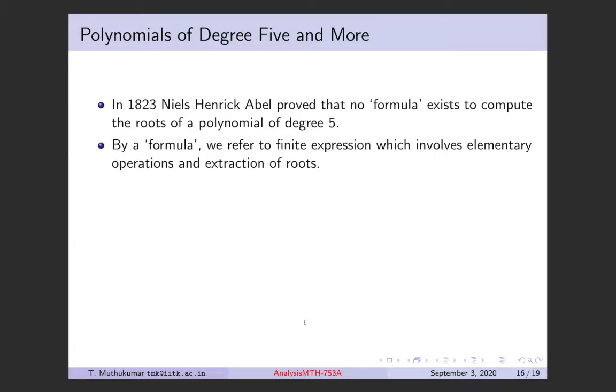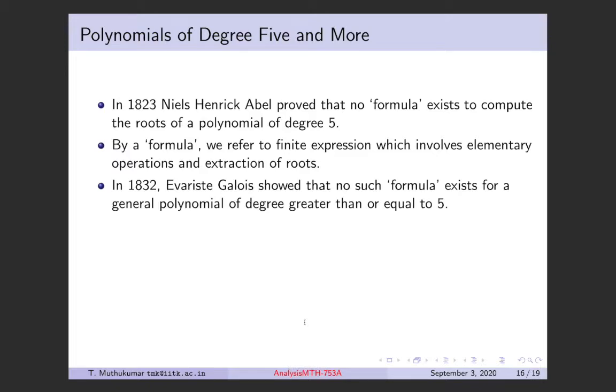Within a span of 9 years, Galois showed that in fact no such formula can be written not just for a polynomial of degree 5 but for any polynomial of degree greater than 5. You cannot write a formula for the roots of these polynomials. This he showed in 1832.